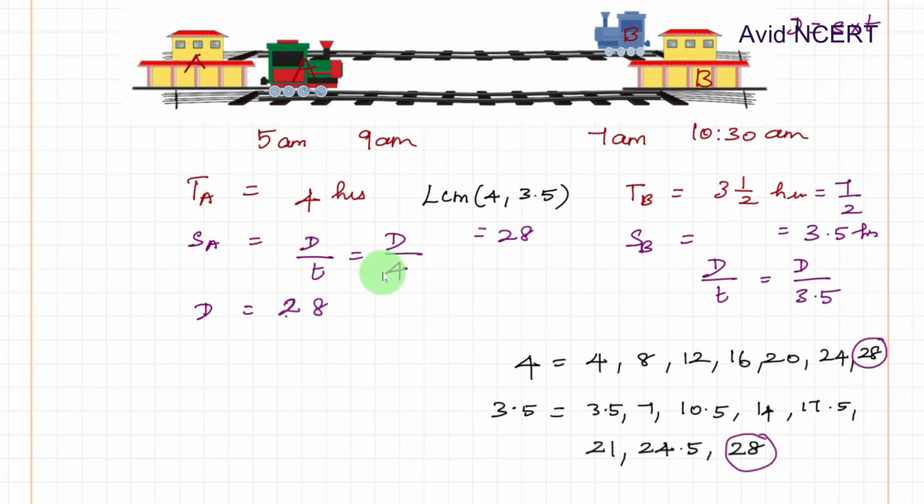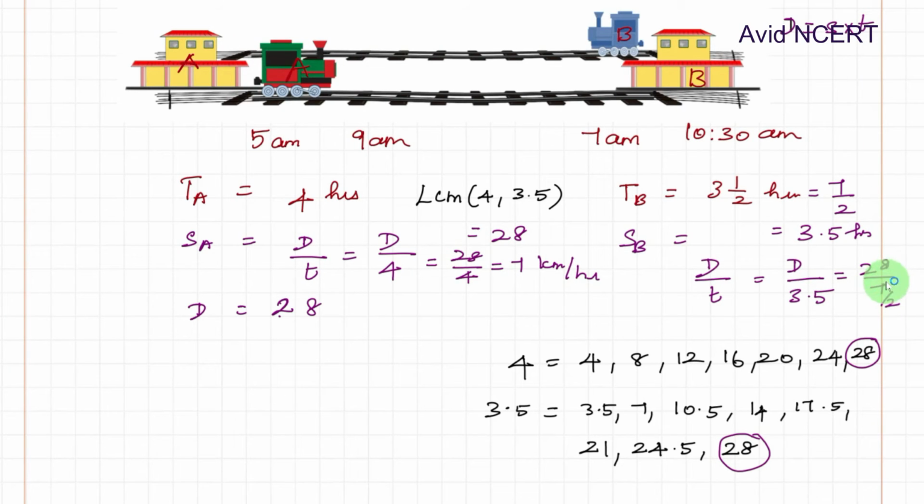By substituting the distance, SA is 28 by 4, which is 7 kilometers per hour. For SB, it is 28 by 3.5, or here we can just take it as 7 by 2 so that it will be easy to simplify. 28 divided by 7 by 2 is 28 times 2 by 7, which is 7 times 4 is 28, 4 times 2 is 8. So SB equals 8 kilometers per hour.